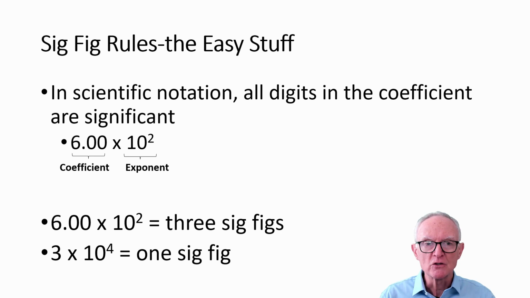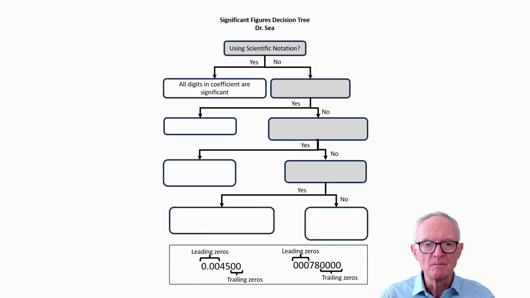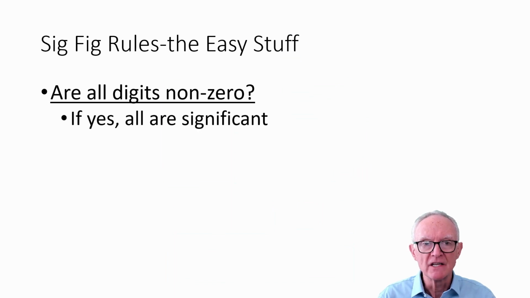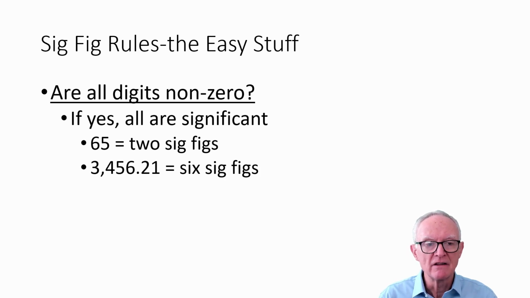That leads to the first question in our decision tree. Are we using scientific notation? If the answer is yes, all digits in the coefficient are significant. Nice and easy. If the answer is no, we go on to our next question. Are all digits non-zero? If the answer is yes, it's nice and easy. They're all significant. 65 is 2 sig figs, and this is 6 sig figs.